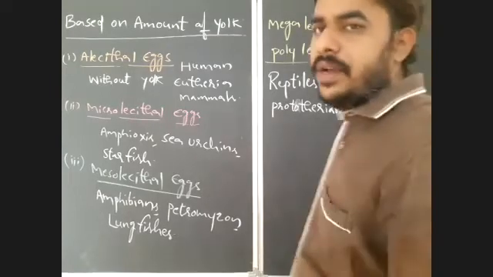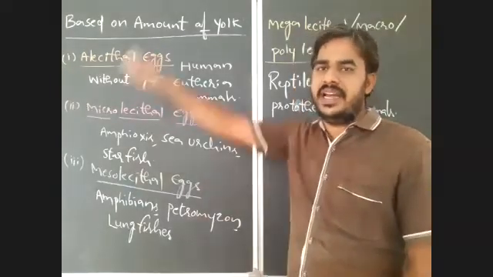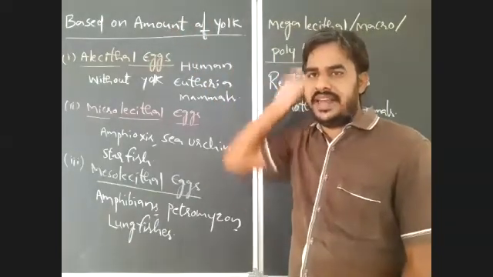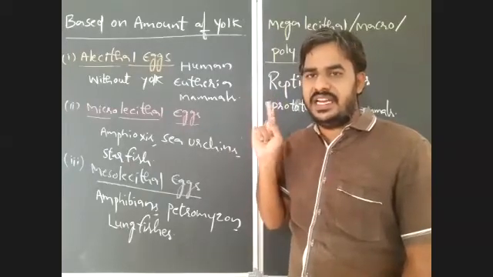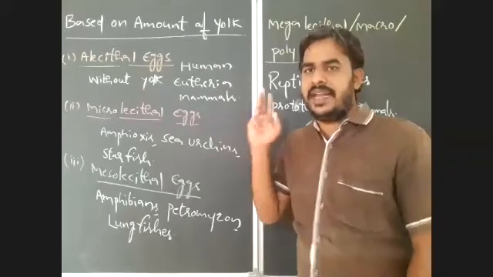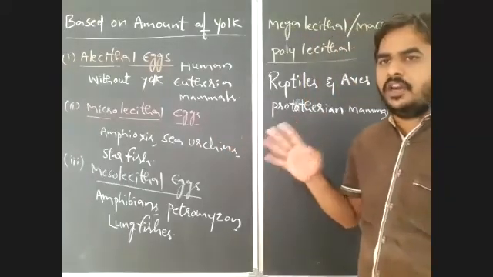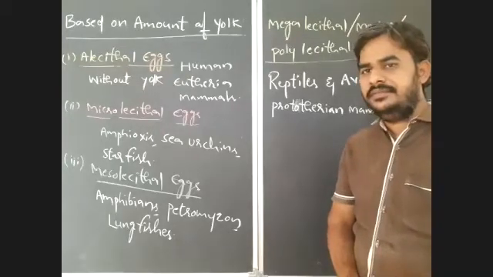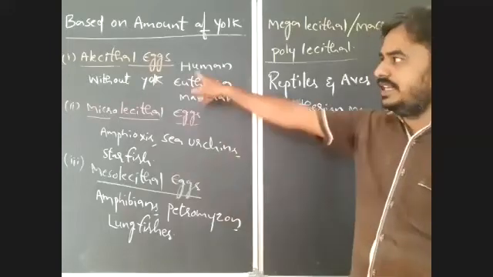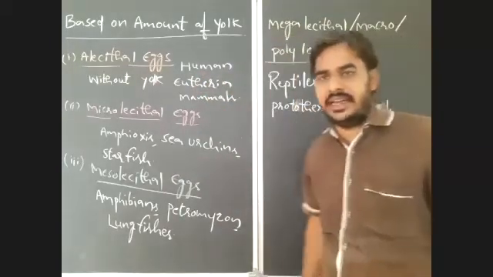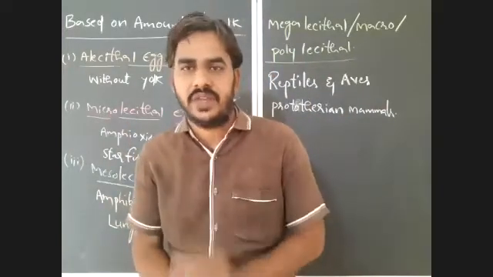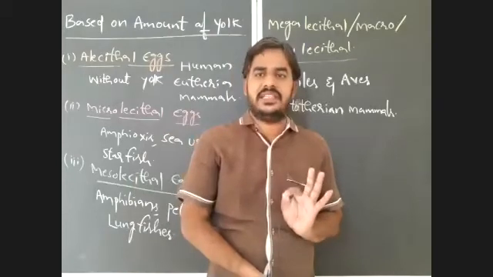So there are four types of eggs based on what? Based on the amount or quantity of yolk. The eggs are classified into four types: alecithal eggs, microlecithal eggs, mesolecithal eggs, and megalecithal eggs. In human beings, which type of eggs are there? The human egg is an alecithal egg, that you have to remember here. Is it clear?